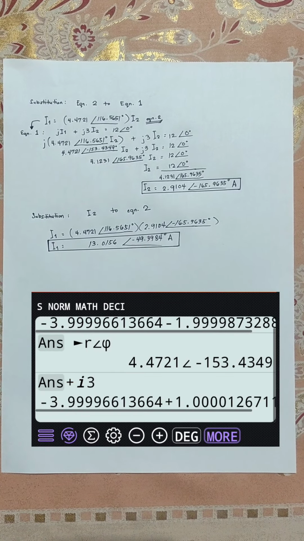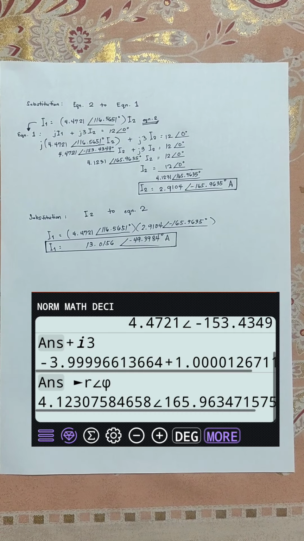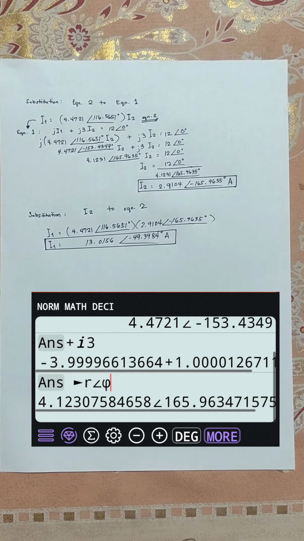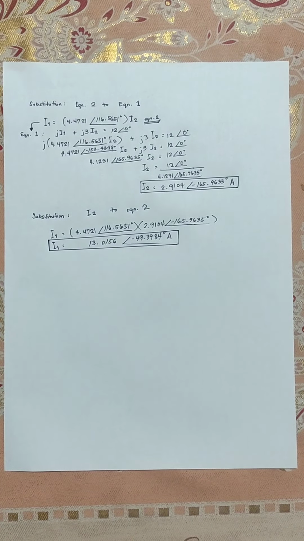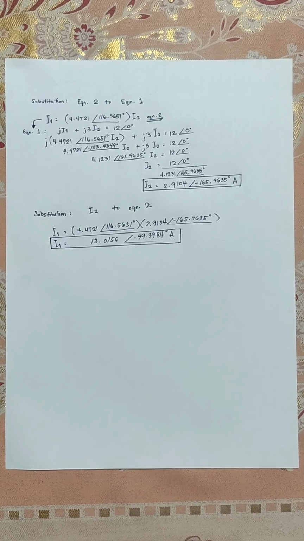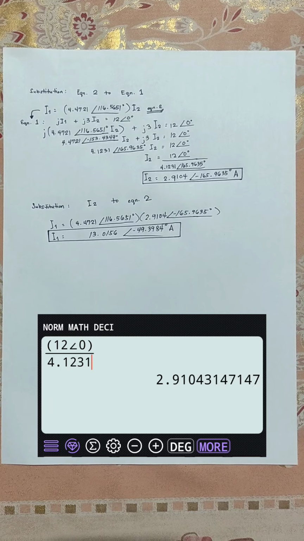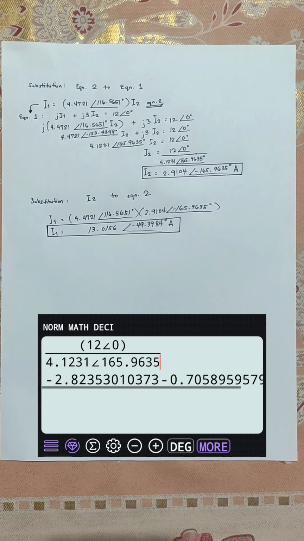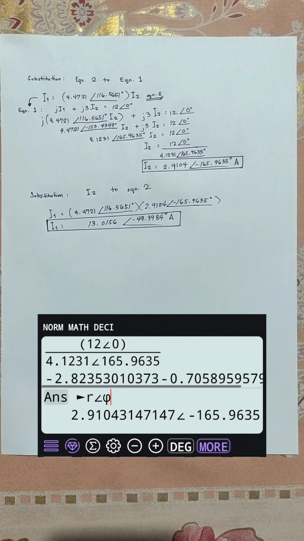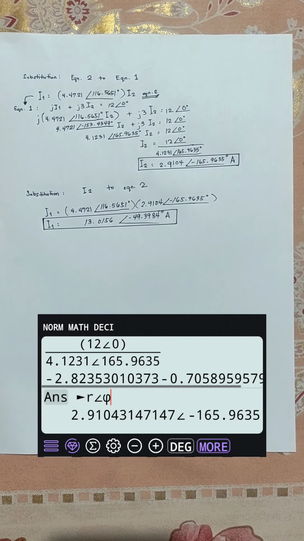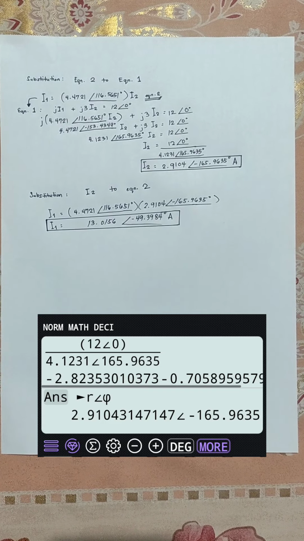Simplifying again, 4.1231 angle 165.9635 degrees I2 is equal to 12 angle 0 degrees. To get I2, we will divide 12 angle 0 degrees by 4.1231 angle 165.9635 degrees, and we will get 2.9104 angle negative 165.9635 degrees amperes for the value of I2.